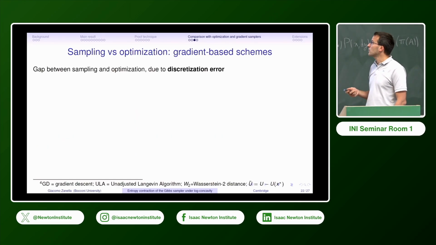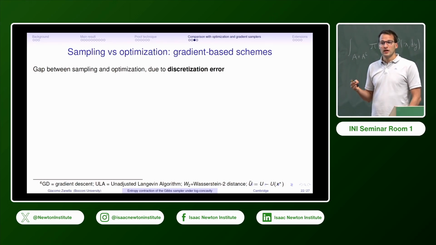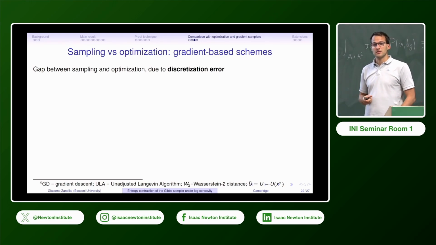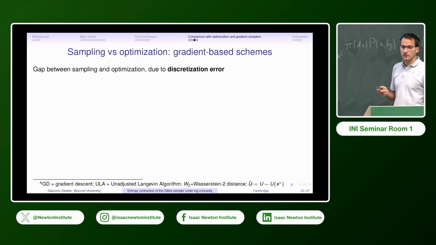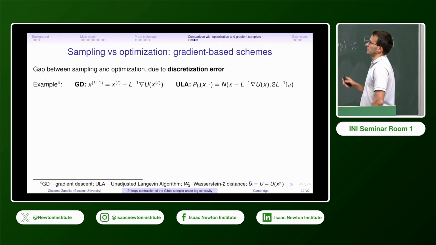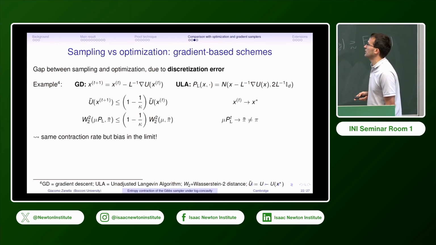Because in the gradient-based context, you have discretization error, which is very well known to create a distinction, in some sense, between the rates of convergence of optimization and sampling. For this audience it's probably a bit basic, but I'm just mentioning this phenomenon for the simplest version, like gradient descent and the unadjusted Langevin algorithm.